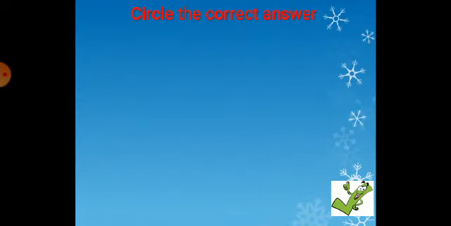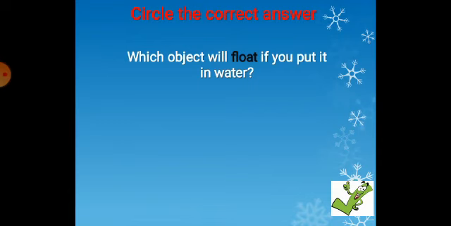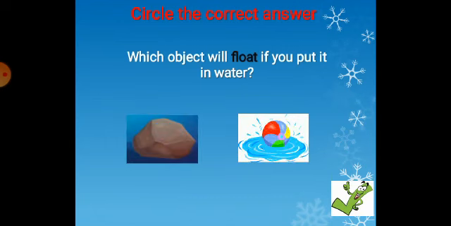Next. Which object will float if you put it in water? And here we have two objects, a rock and a ball. Do you remember when Tommy held the rock and held the ball and threw them inside the pool? What happened? Sure. Which object will float? The ball. Super, KG2.